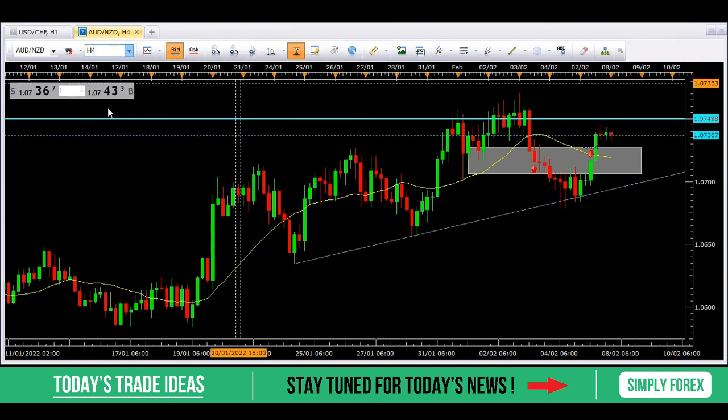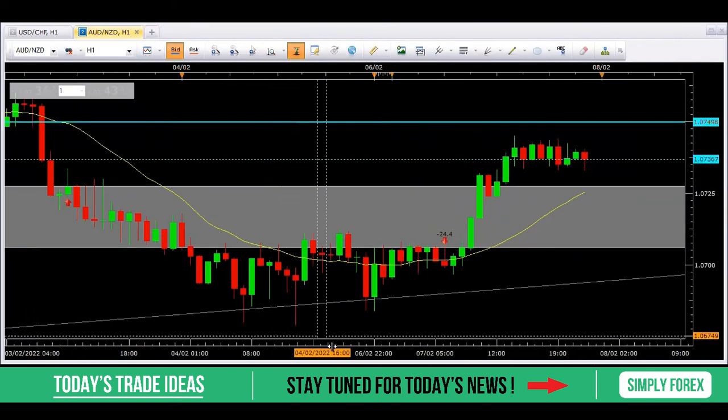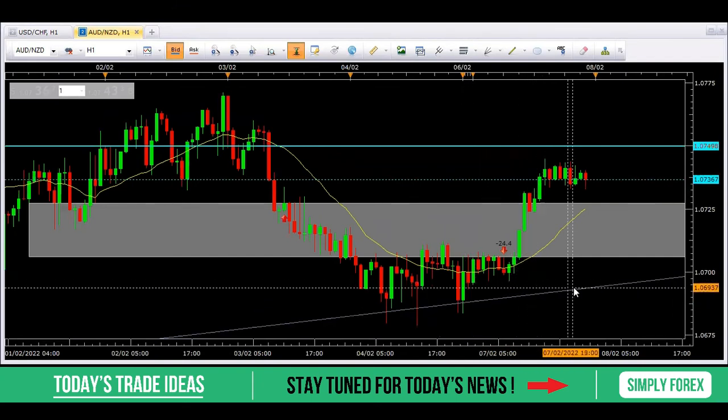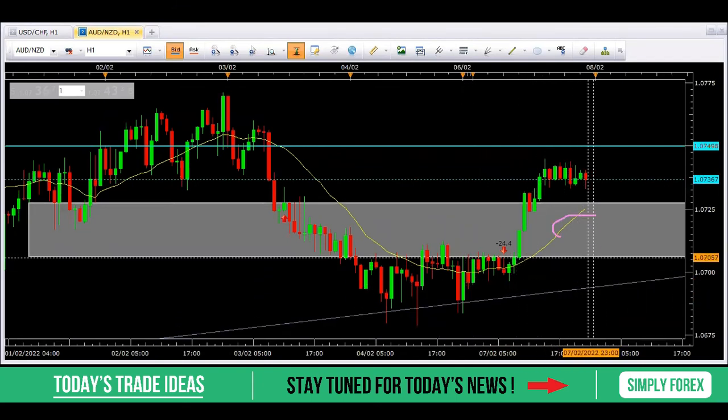Okay, so let's look at H1 for execution. So yeah, we really need price to retrace, guys. Okay, so we need it to retrace into this grey zone somewhere. All right, then we want to see a bullish candlestick pattern form, and then we can take it back up to this last high here, or even just take it up to this blue line, guys. All right, so we're looking to long the Aussie dollar against the New Zealand dollar. Okay, so they're the two trade ideas for today, guys.